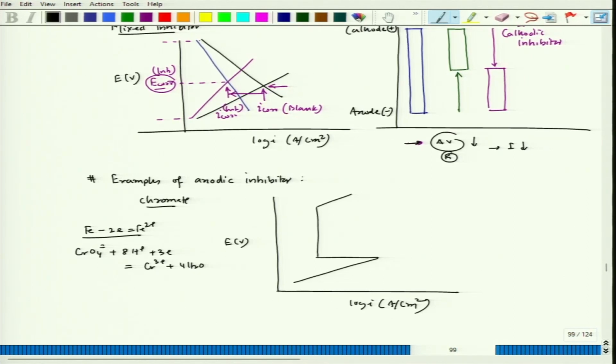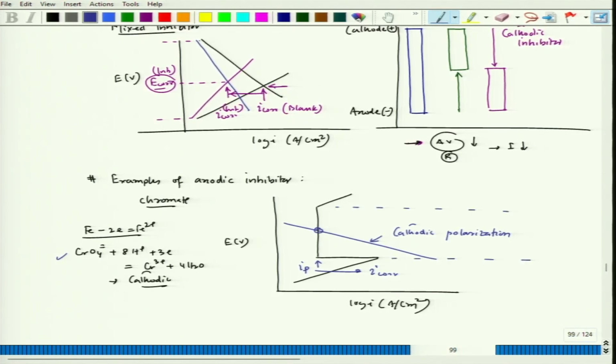Okay. Now, this reaction can have its own polarization, and this is highly cathodic in nature. So, now that polarization line for this reaction can intersect the anodic polarization part in the passive zone. So, this is the cathodic polarization. And this is my IP, which is equal to I core if we go to that passive range, and this is the passive range.